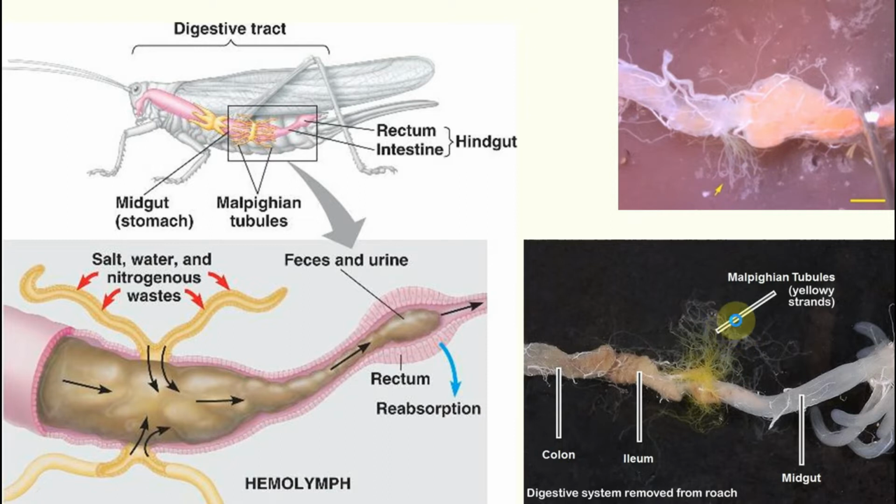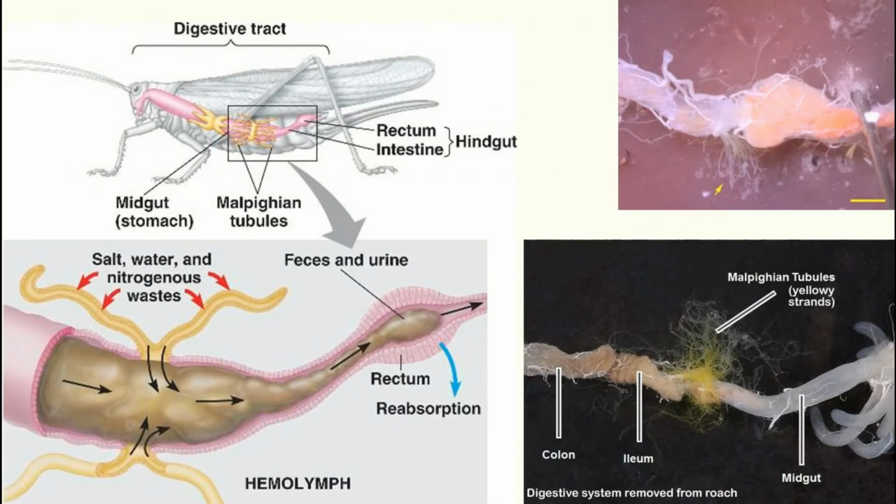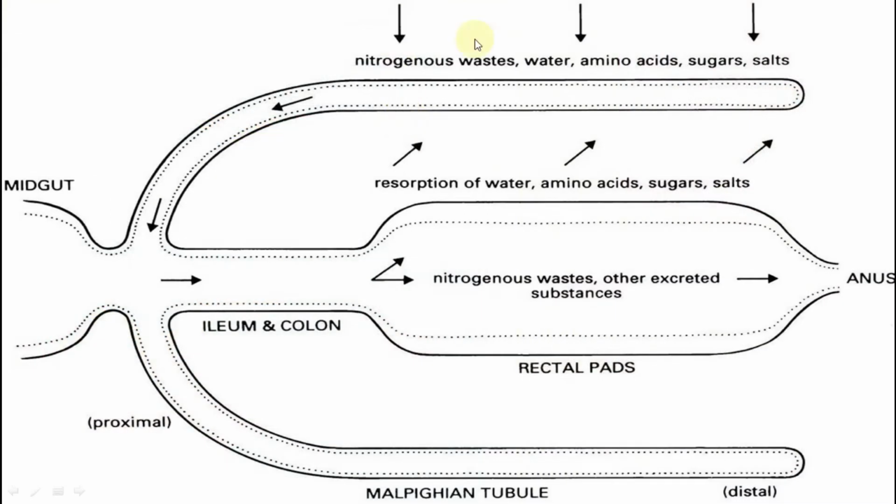Now, one more term you note down: cryptonephridial condition. In this picture you see what is happening. One end, the proximal end, is arising from this junction and the distal end is freely suspended in the hemocoel body cavity. Understanding? Some conditions happen, especially in case of Lepidoptera and Coleoptera insects. This is the distal end, yes or no?